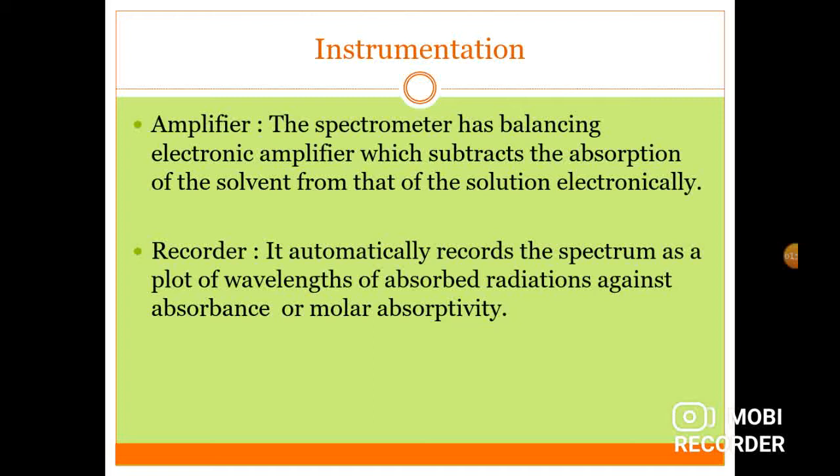Recorder. It automatically records the spectrum as a plot of wavelength of absorbed radiation against absorbance or molar absorptivity. So basically the recorder is used to record the absorbance of different samples or different compounds, and then we can plot the graph of absorbance or molar absorptivity against wavelength.